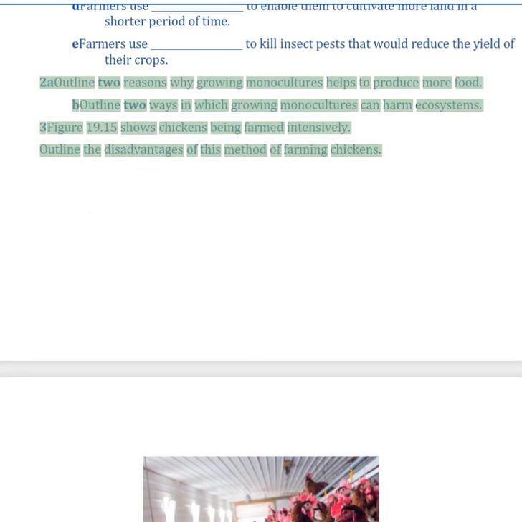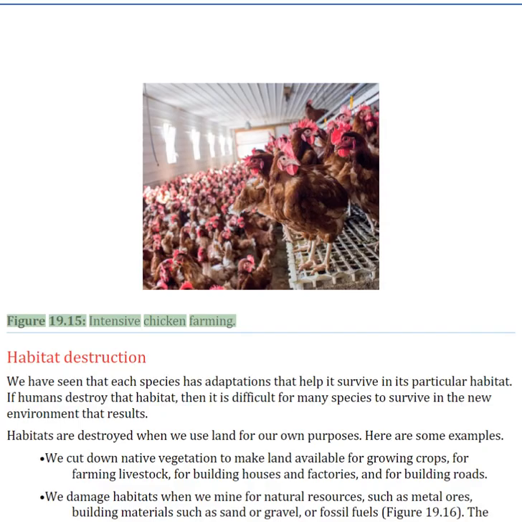2a. Outline 2 reasons why growing monocultures helps to produce more food. B. Outline 2 ways in which growing monocultures can harm ecosystems. 3. Figure 19.15 shows chickens being farmed intensively. Outline the disadvantages of this method of farming chickens. Figure 19.15, intensive chicken farming.